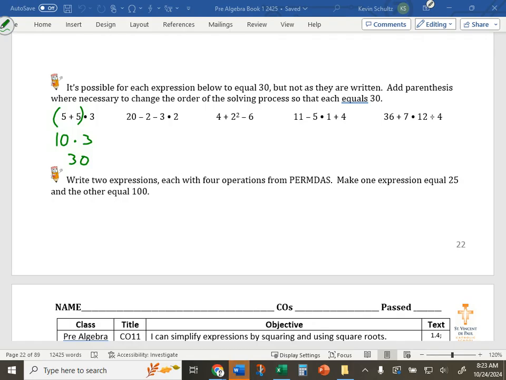So you're placing parentheses in the expression to literally change the outcome. You have so much power right now. Parentheses equal power. Okay? Let's do the third one.